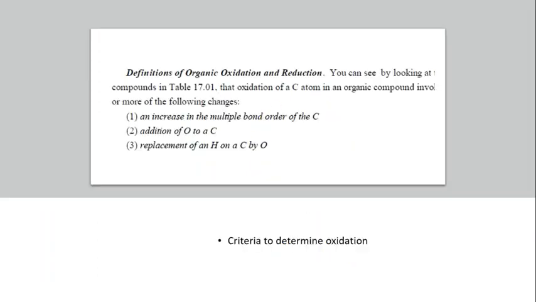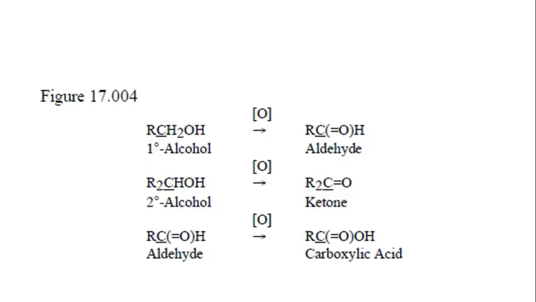So if we take the example of alcohols, if we are oxidizing a primary alcohol, it will change into the aldehyde. If we are oxidizing a secondary alcohol, it will be oxidized to a ketone. Similarly, what about the tertiary alcohol? Tertiary alcohol is usually hard to oxidize. It will not be oxidized under normal conditions. What about the aldehyde? If the aldehyde is oxidized, it will change into the carboxylic acid.